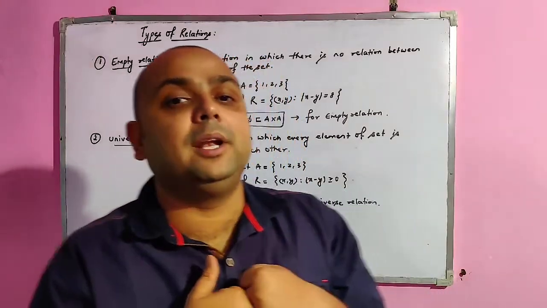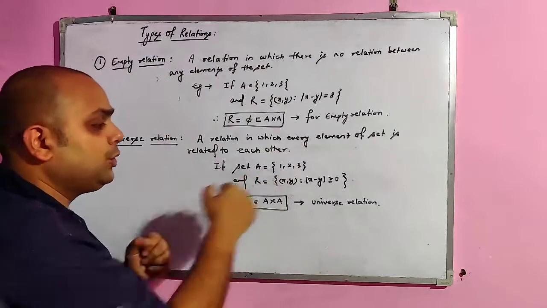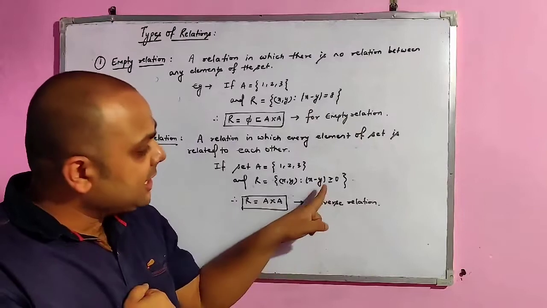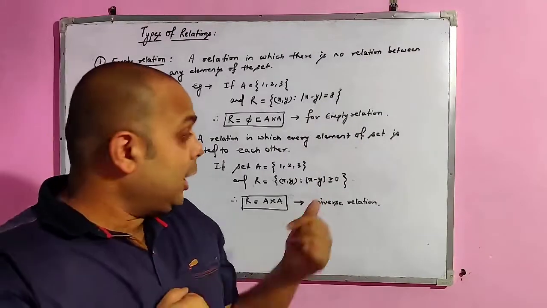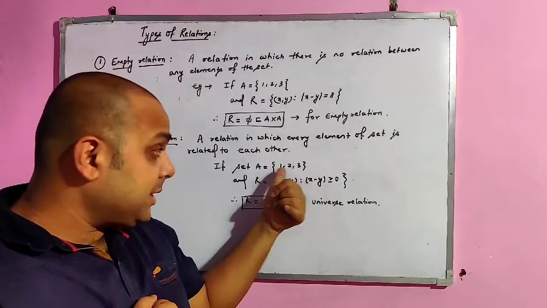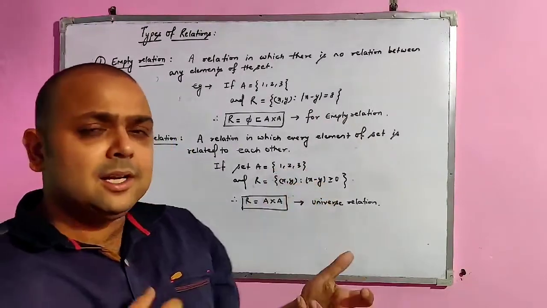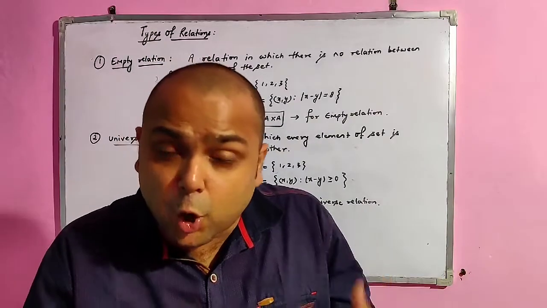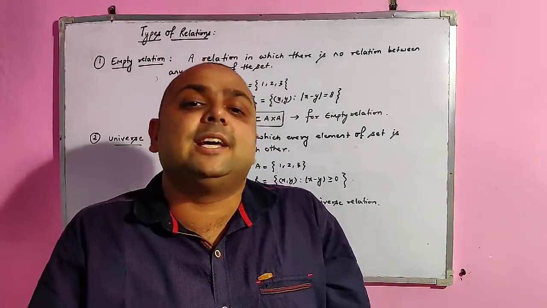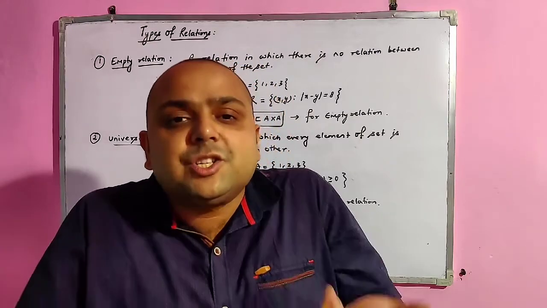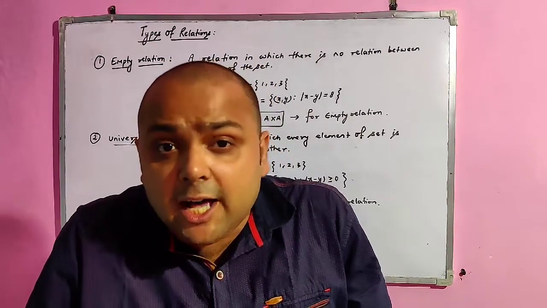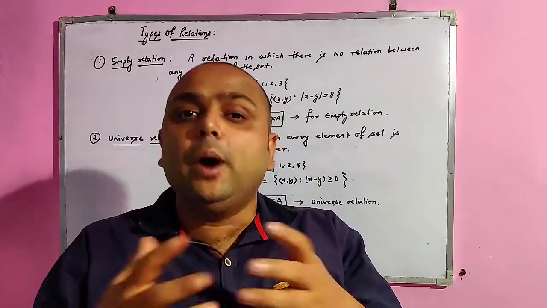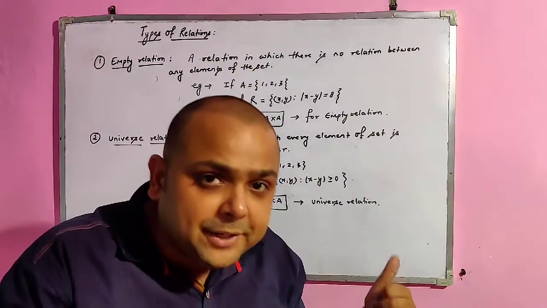For example, suppose we have the set {1, 2, 3} and the relation says that mod of x minus y is greater than or equal to 0. Now if we put the elements from this set, we will get a number either positive or negative, but because of the mod, it is always positive or equal to 0. So a relation in which all the elements are related to each other is called a universe relation, and one in which no elements are related to each other is called an empty relation.